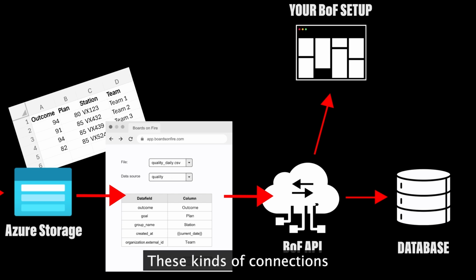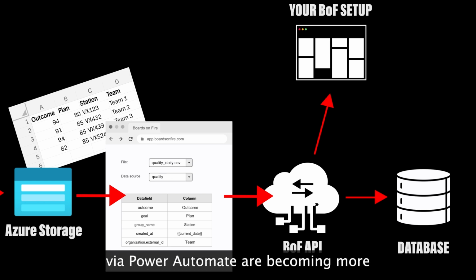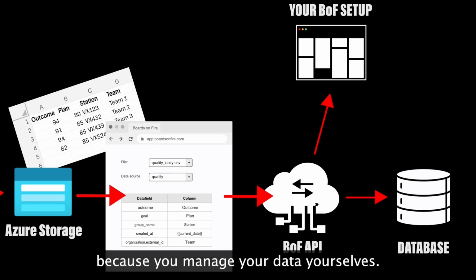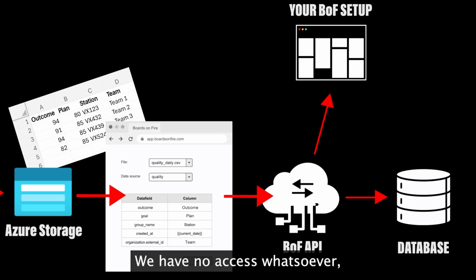These kinds of connections between Power BI and Boards on Fire via Power Automate are becoming more and more common as our customers discover how easy it is. And it is truly a great solution, both for you and for us, because you manage your data yourselves, we have no access whatsoever, and you choose exactly what you want to send into Boards on Fire.